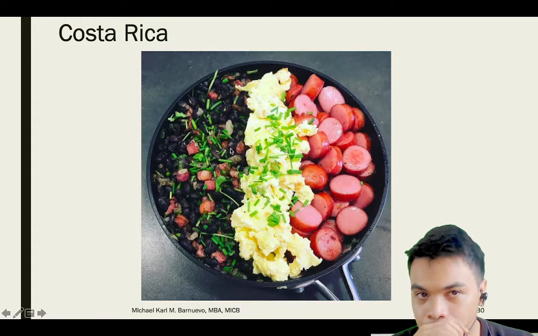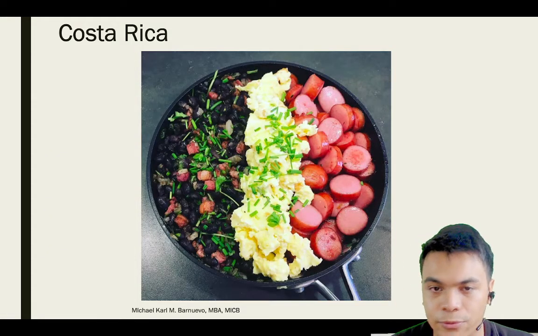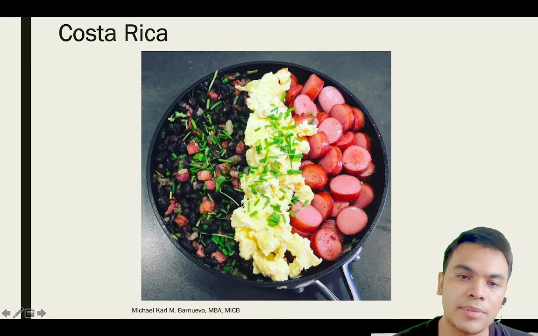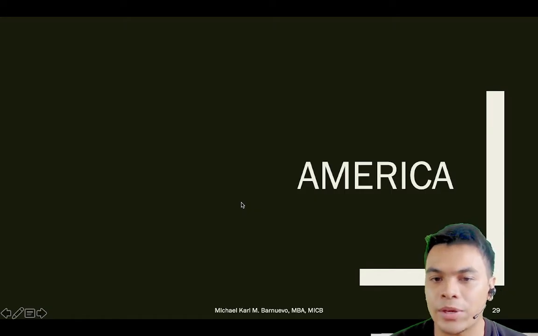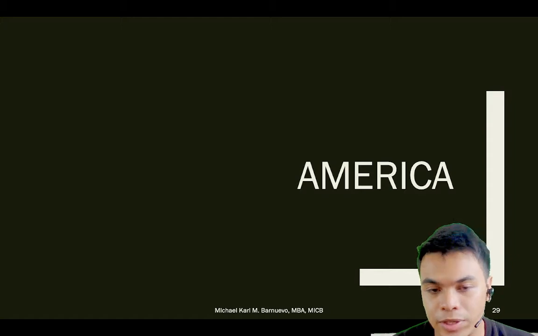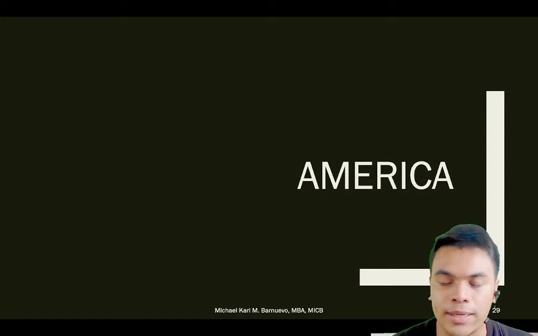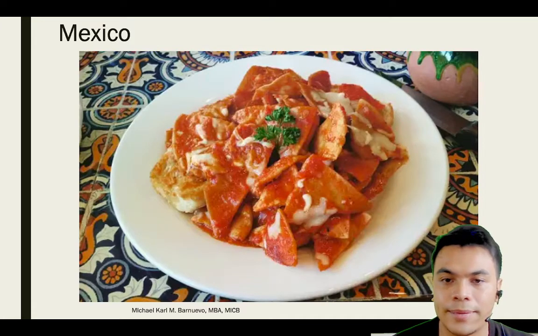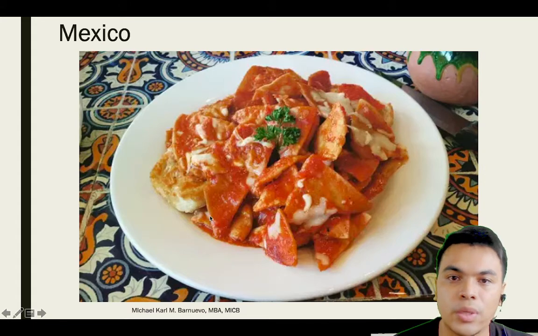And then in America, in Costa Rica, a full breakfast. They have beans, meat, sausages, and egg. Medyo heavy. Here in America, you expect that breakfasts are heavy, because of the size of the people there, they're big. Okay, Mexico, it's like a taco, a taco breakfast with sauce, and there's cheese too.